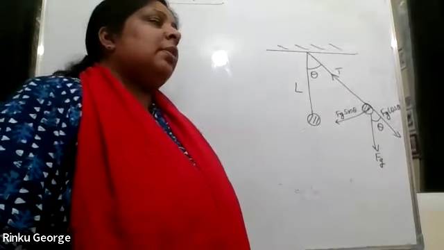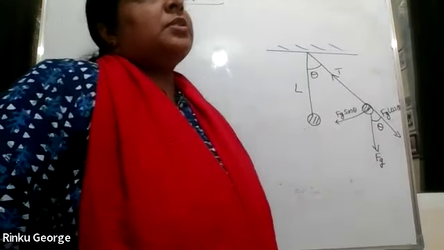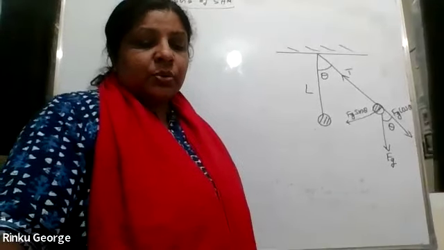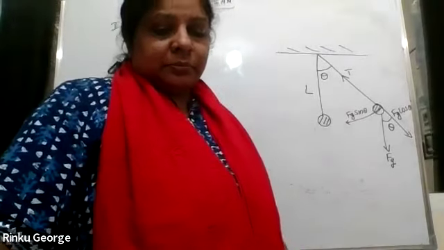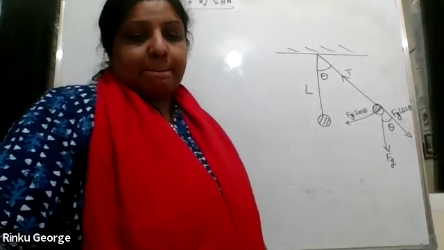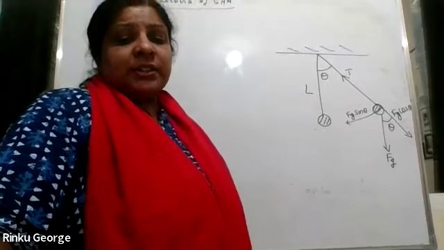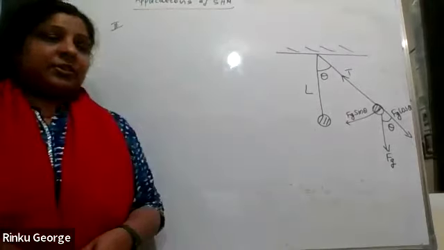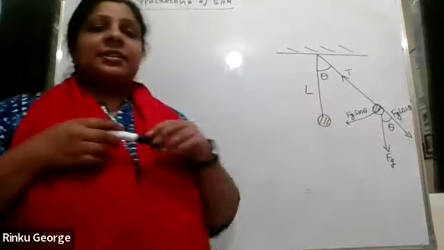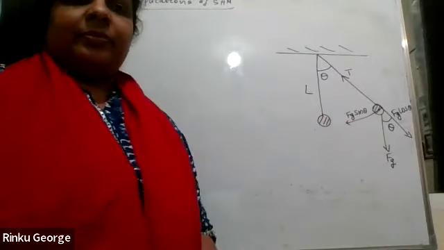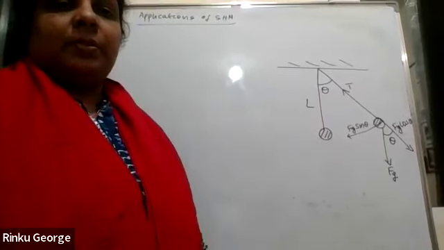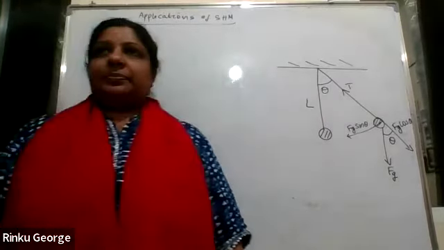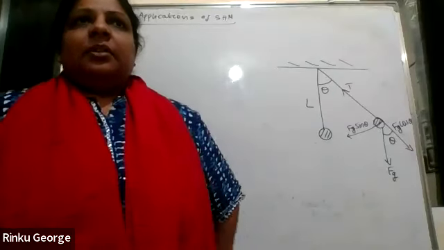Resolving Fg into two components: Fg cos theta and tension T cancel each other. Okay, done, right?